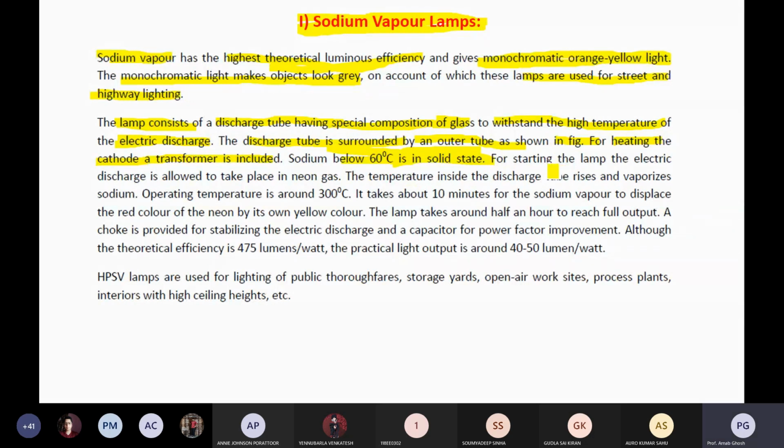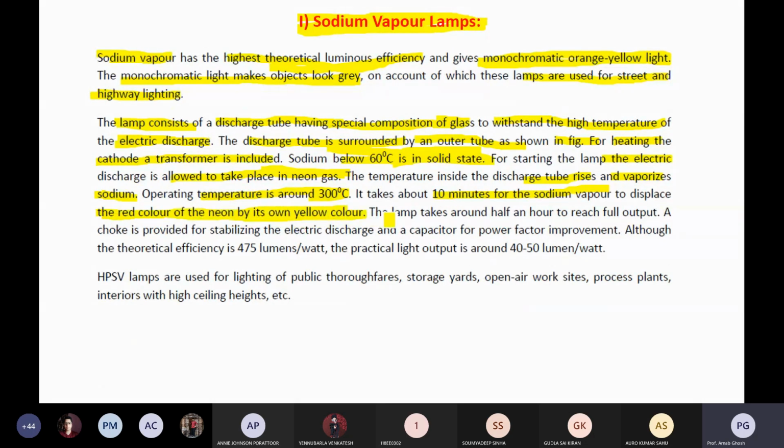Sodium is a very chemically active element. For starting the lamp, the electric discharge is allowed to take place in the neon gas. The temperature inside the discharge tube rises and vaporizes the sodium. The operating temperature is around 300 degrees centigrade. It takes about 10 minutes for the sodium vapor to replace the red color of the neon with its own yellow color.